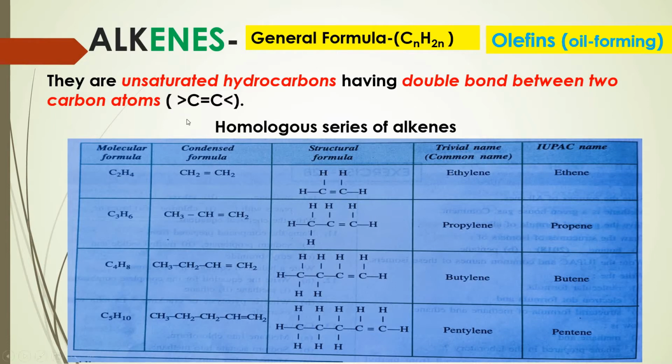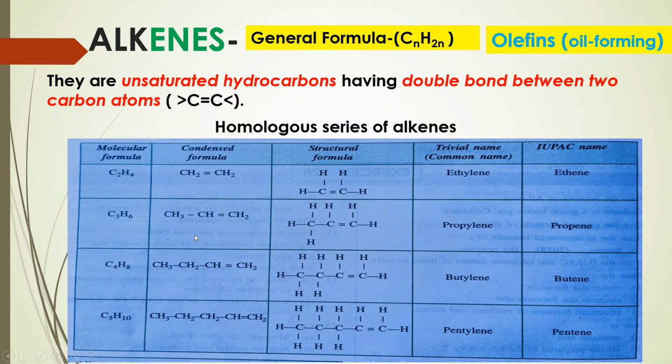The condensed formula is shown like this with a double bond between two carbon atoms. This is the structural formula where there is a double bond between two carbon atoms, and the rest of the valency, that is two valencies of each carbon, is satisfied by single bonds connected to two hydrogen atoms on both carbon atoms. The common name of ethene is also ethylene, and ethene is the IUPAC name.